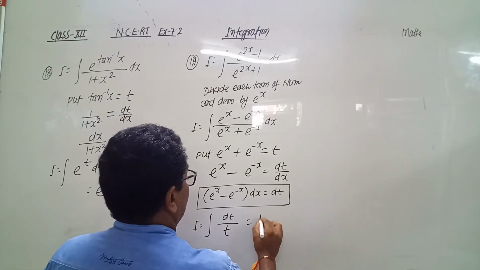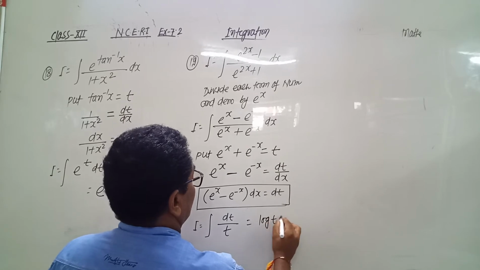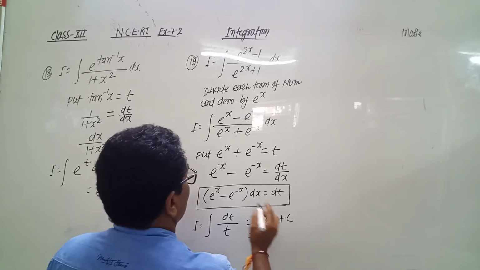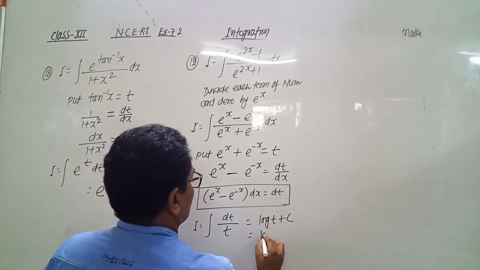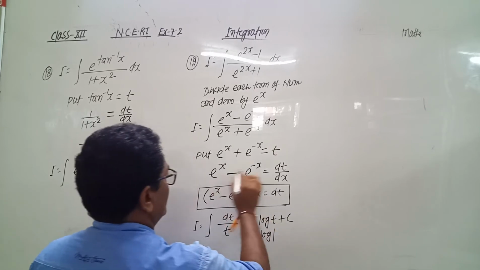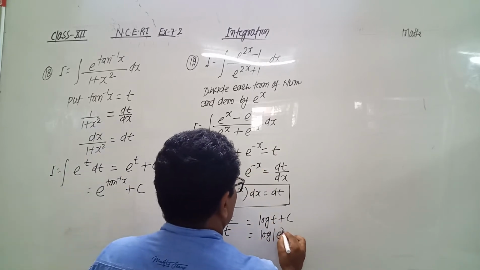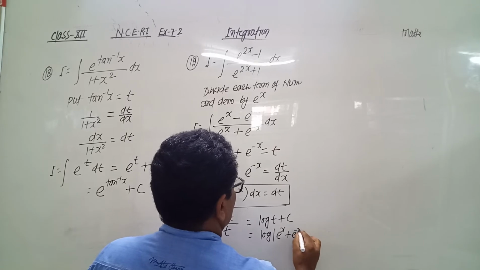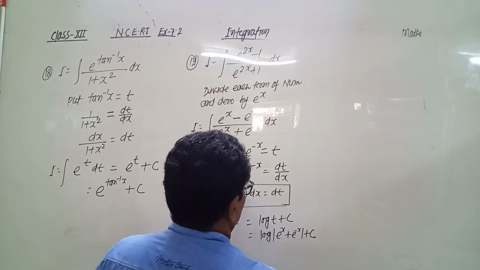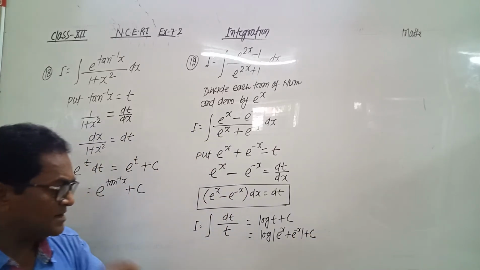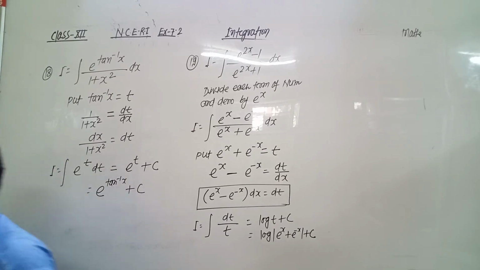So dt by t, this is log t plus c, and put the value of t. So log of e raised to the power x plus e raised to the power minus x plus c. So this is the result.